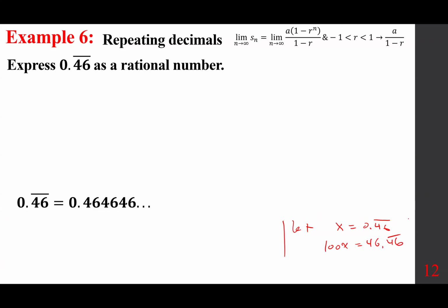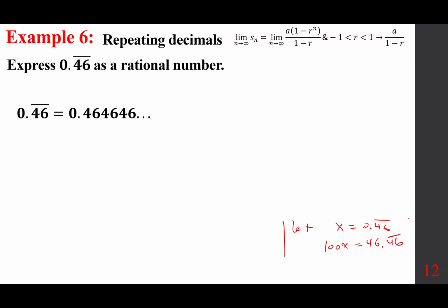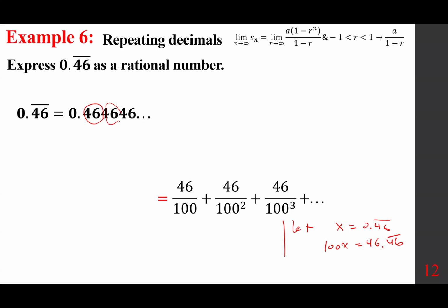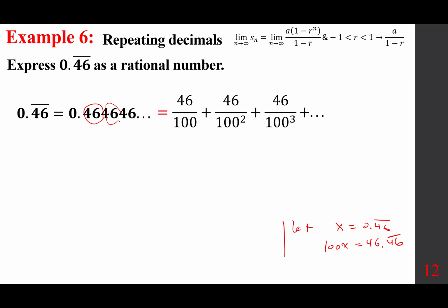How do we do that here? First, this is the meaning of it: 0.46, and repeat it. Now this is 46 over 100, or 0.46. This is 46 over 100 squared, or 10,000, or 0.0046, and so forth. So you can write it in a fractional format or a decimal format. Needless to say, the first term in any format is 0.46 or 46 over 100.